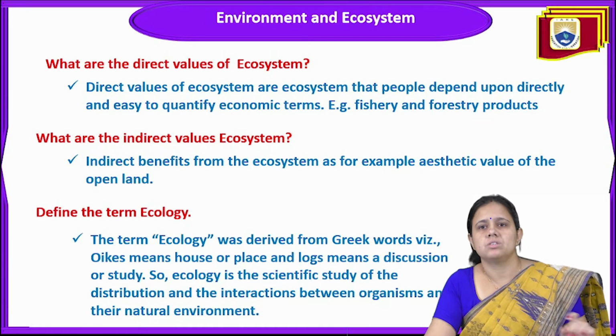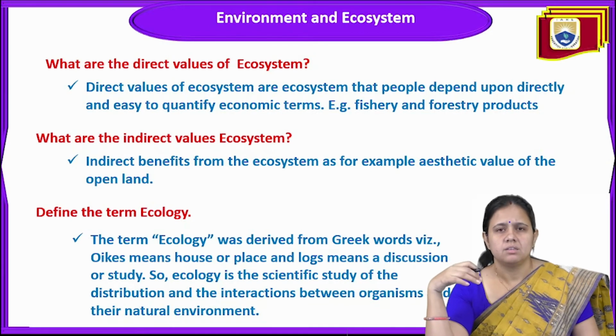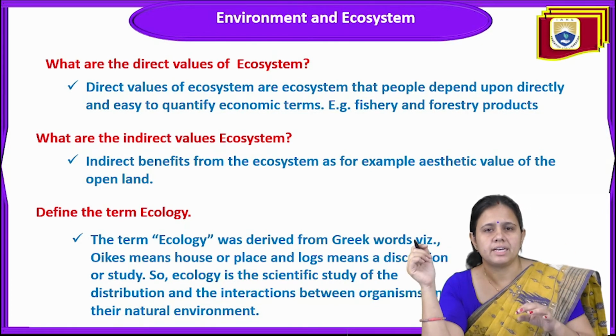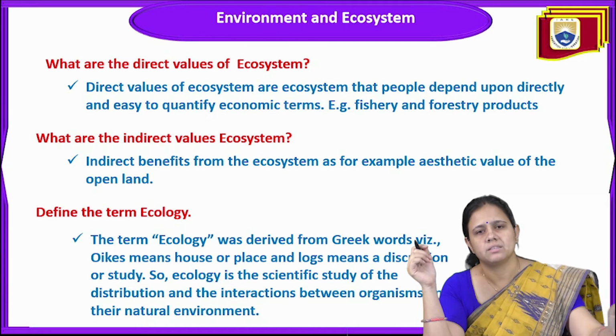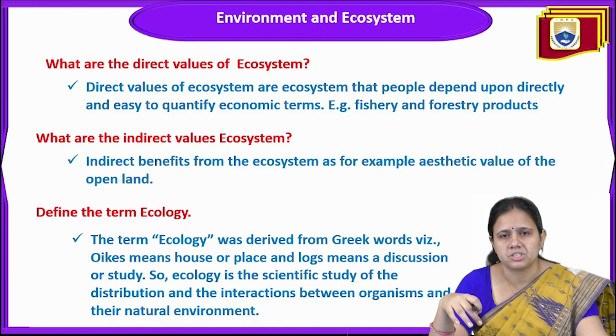Next, we are going to discuss the values of the ecosystem. So what is the direct value of an ecosystem? Direct values are those that people depend upon directly and that are easy to quantify in economic terms. If a person gets a direct benefit from the ecosystem, it is called a direct value of the ecosystem. Examples are forestry products, fish, drugs, medicinal plants we are getting, and fish we are getting to eat.